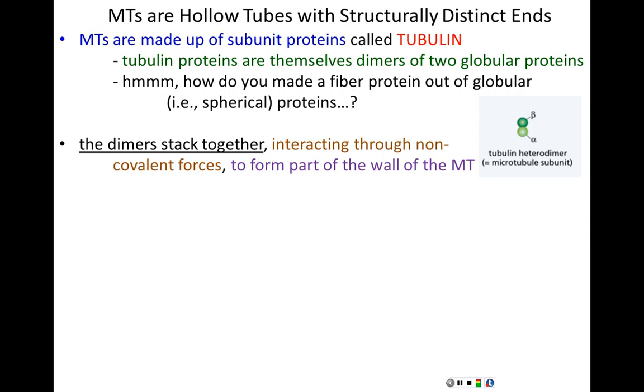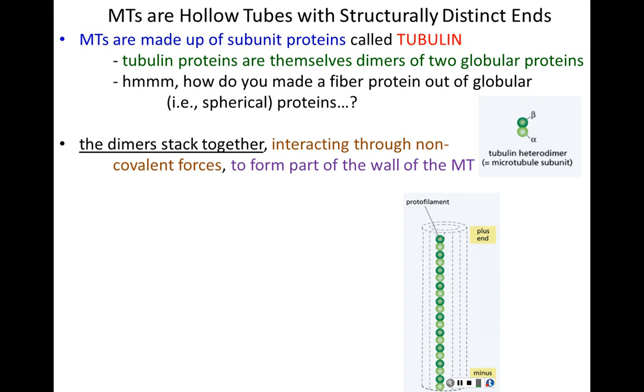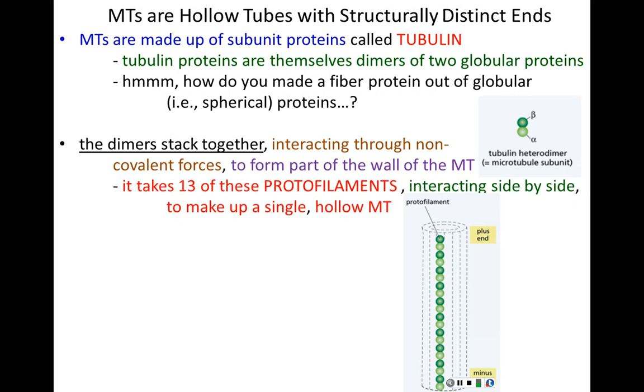Dimers stack together. They stack together by interacting with non-covalent forces, H-bonds, hydrophilic interactions, etc. And by doing so, they create a long chain of globular spheres. Now this long chain of globular spheres alternates alpha subunit, beta subunit, alpha subunit, beta subunit, alpha subunit, beta subunit. And one of these creates one portion of the wall of the hollow microtubule.